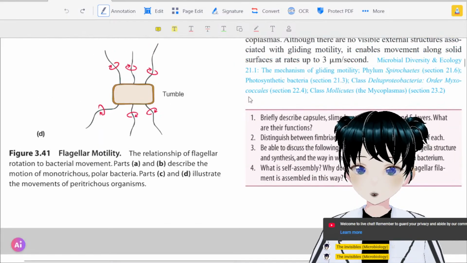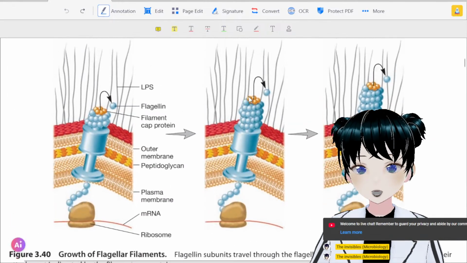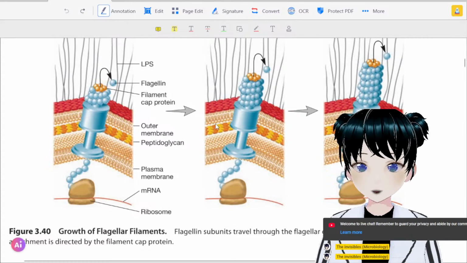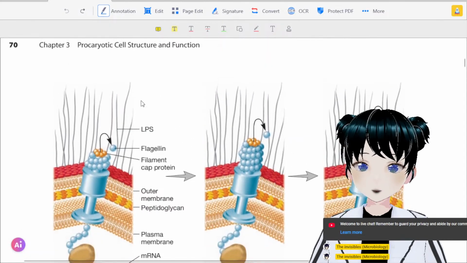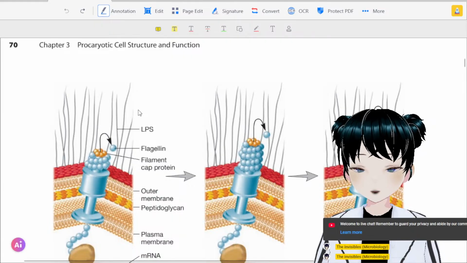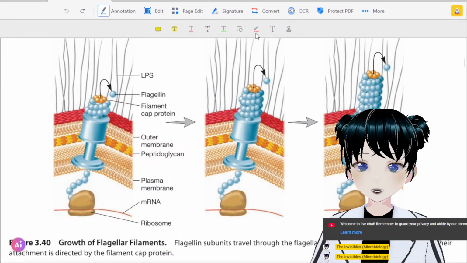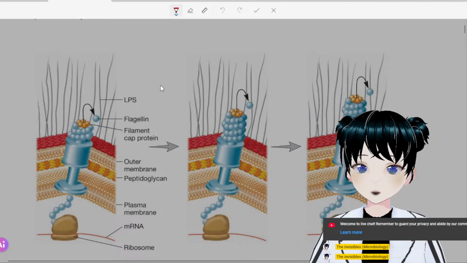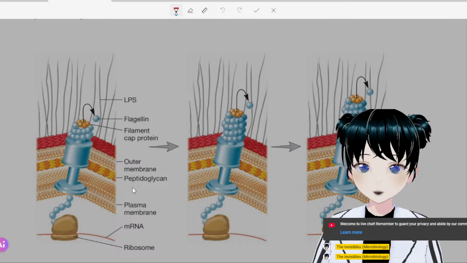Now the only diagram left is the growth of the flagellar filaments. How do these bacterial flagellar filaments grow if they are embedded in the cell wall and are out of the cell wall? Things that are present inside the cells, like organelles or cellular structures, you would think are easy to grow, so how can structures that are outside the cell grow?